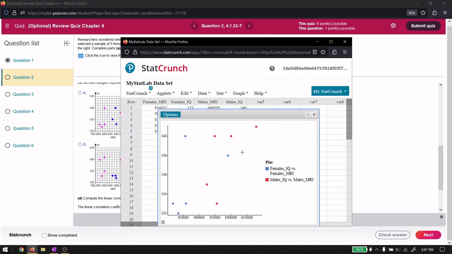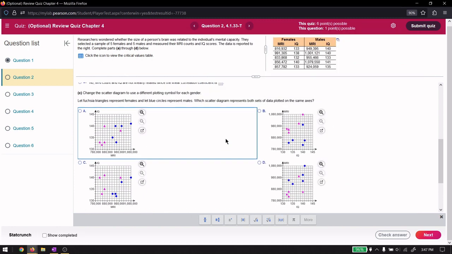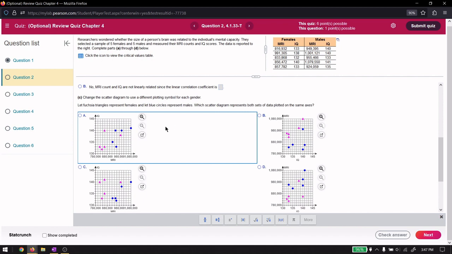We have the females are in blue, the males are in red, and we can find the graph that best represents that. So we know the male red is going to be these top 3 and these 2 down there. And that's going to be in the blue circles are male, so that looks to be the correct one. An A. Yep.